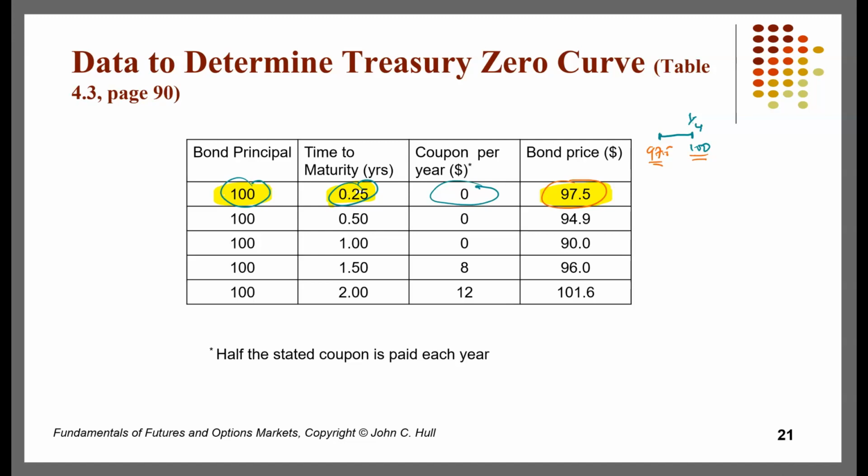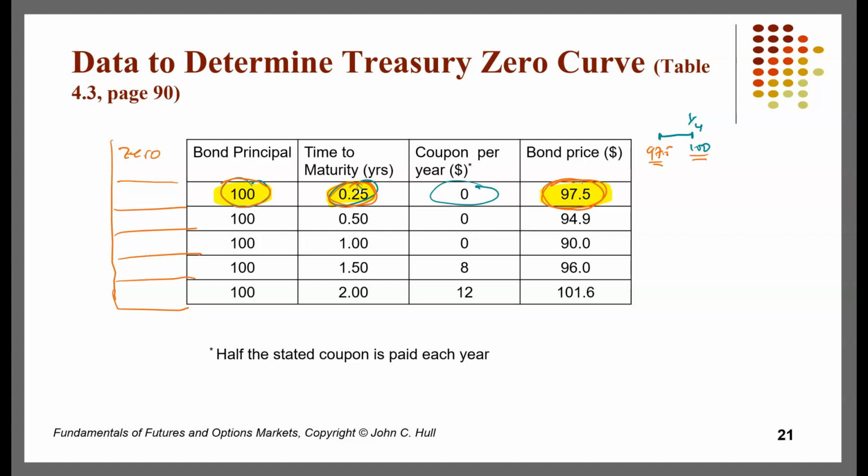So what does that mean? It means that if we say our zero curve, or our zero rate, would be filled in this table here, our zero rate for a maturity of 0.25 would be the continuously compounded interest rate that would grow $97.5 into $100 in 0.25 years.